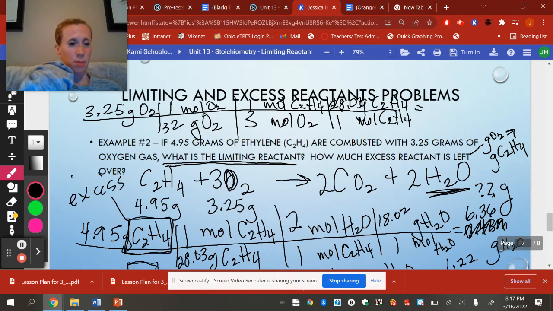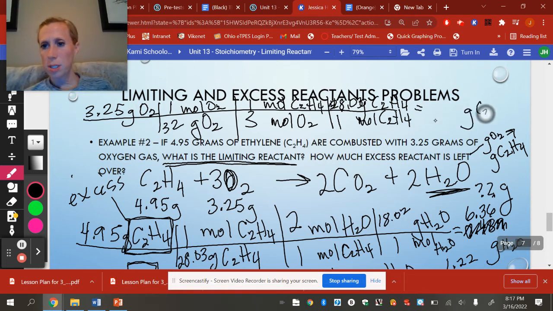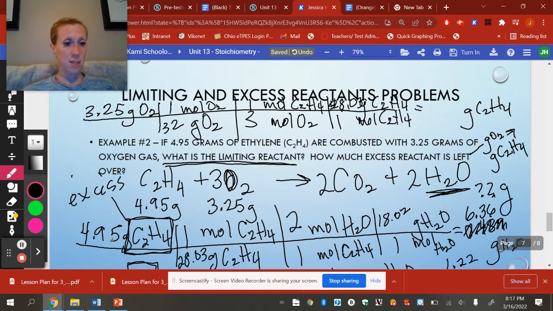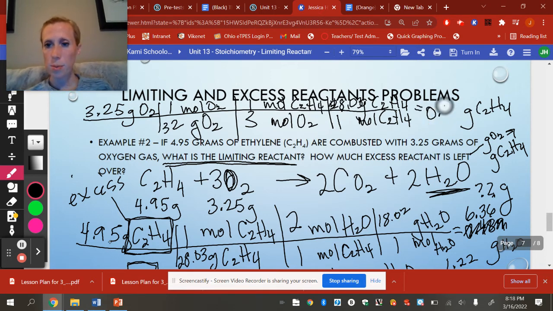Let's just say what we said before. If you end up with an answer of grams of C2H4 that is larger than 4.95, you did something wrong. Now this is right. Okay, so we have 0.949. Wonder how many mistakes I made earlier.